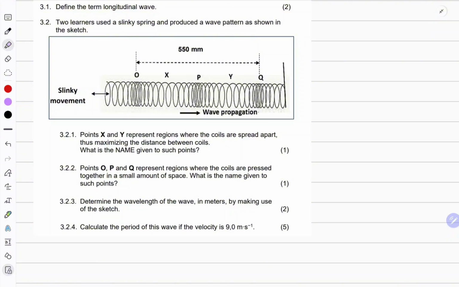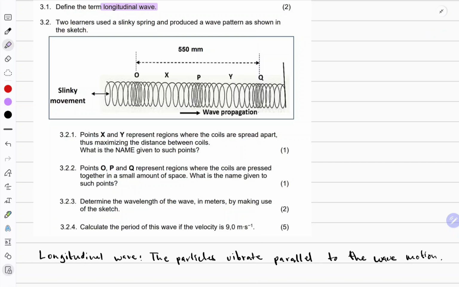So the first question says, define the term longitudinal wave. So a longitudinal wave is a wave where the particles vibrate parallel. So this here is a keyword. The particles vibrate parallel to the wave motion.